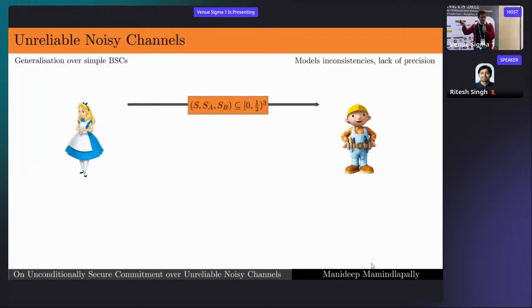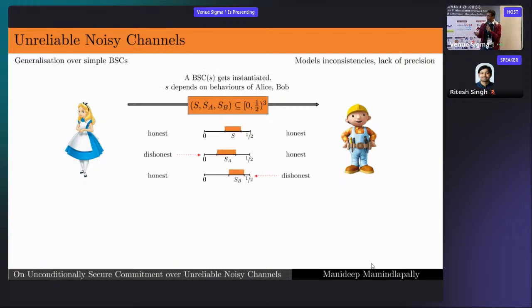So we have three parameters here. We have S, S_A, and S_B. They are continuous subintervals between 0 and half. So S denotes the range of crossover probability values that get instantiated when both Alice and Bob are honest. But if Alice was malicious, she could fix the crossover probability to some fixed value in the range S_A. And similarly, if Bob was malicious, he could do the same by fixing the crossover probability in the set S_B.